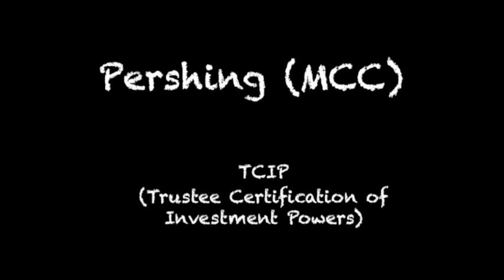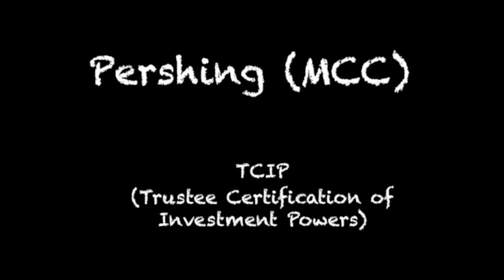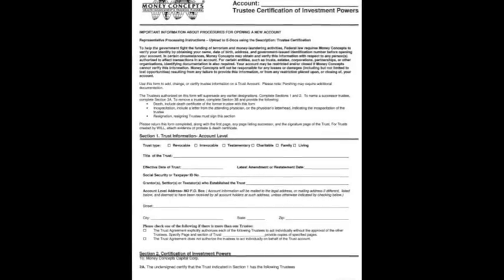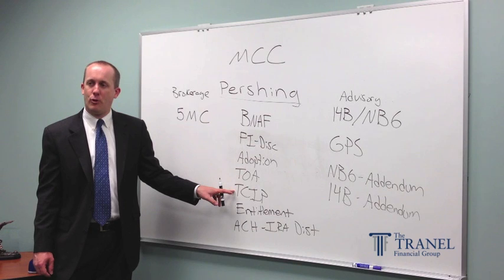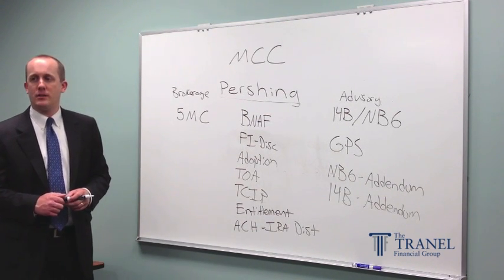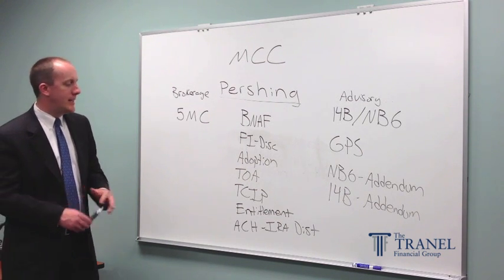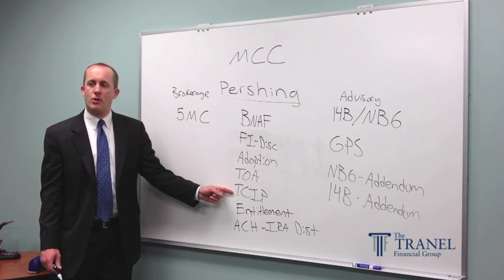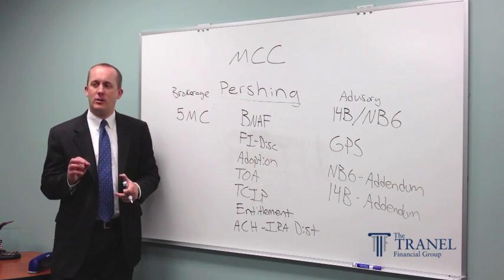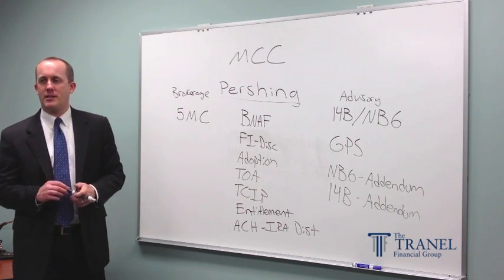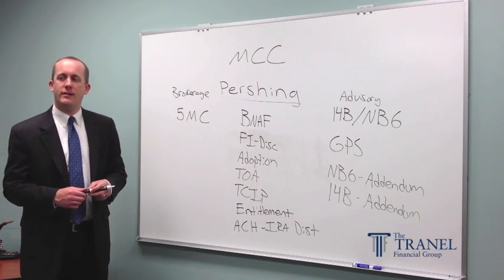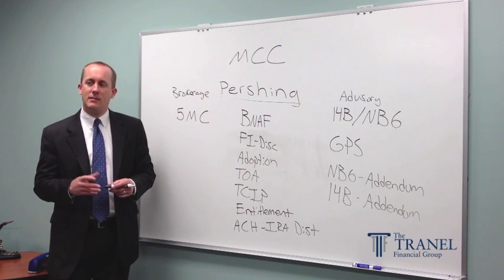The TCIP form, TCIP, is an acronym for Trustee Certification of Investment Powers. You will use a TCIP form when you're opening an account and registering the account as a trust. This form is used to communicate to Pershing who the trustees are, what the tax ID number is for the trust, how the trust is titled, who the successor trustees are, and tells Pershing if the trustees can act independently or not.